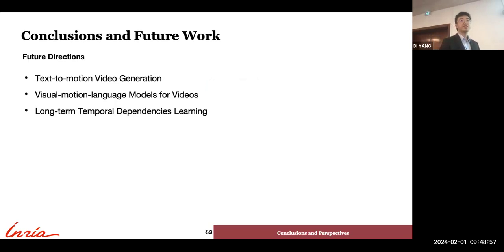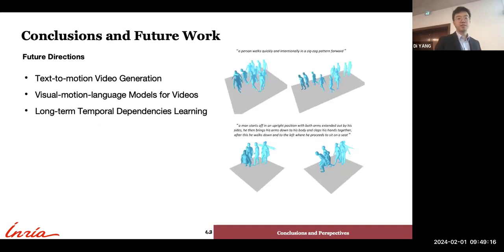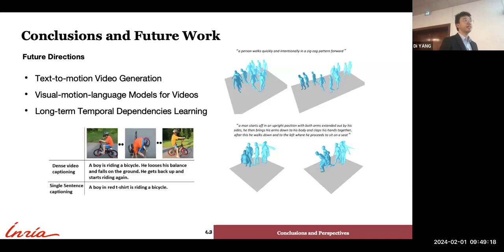And if we can combine the motion skeleton model with a large language model, we can also pursue many future directions like text to motion generation, visual language understanding, like motion to text, text to motion, or video captioning, or very long-term dense video description using the motion information and other environment information.